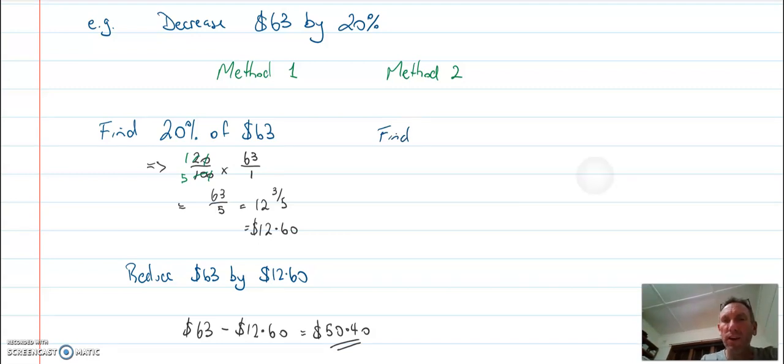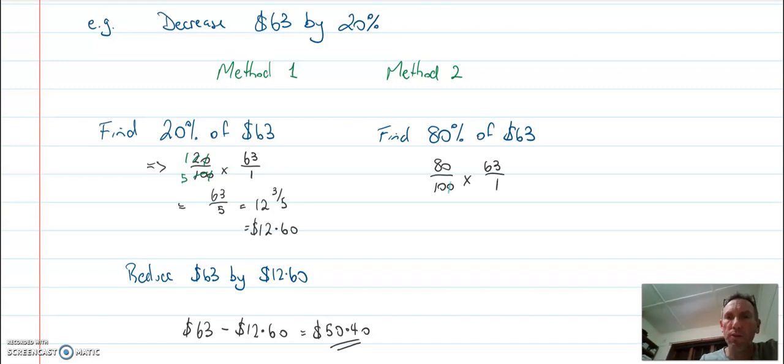Another way of asking this is to find what 80% of $63 is. It's the same question. What's 80% of $63? Because we're taking 20% off it. We're just taking 20% off 63. So 100% is 63. We just want 80% of it because we want 20% less. Okay, so if you like the sound of that, then we can just do this in one hit. 80% of 63 over 1.